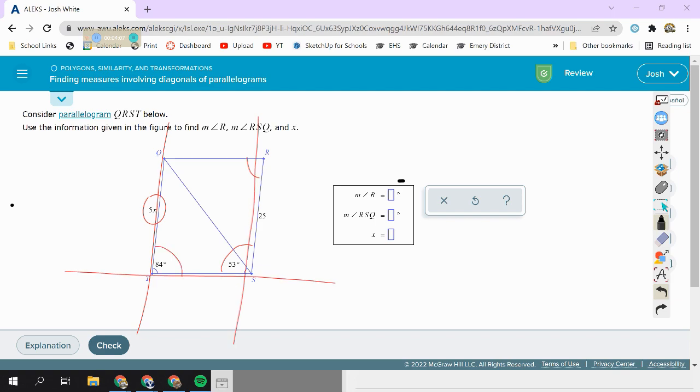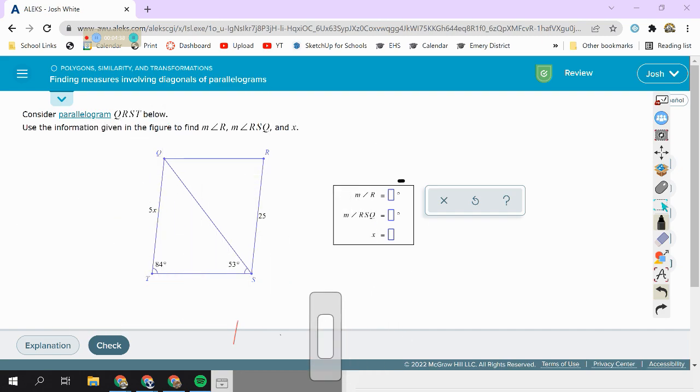So we have two parallel lines cut by a transversal. So this angle and that angle are classified as consecutive interior. Consecutive interior angles are supplementary. So 180 minus 84 is 96. That describes this whole angle. And if I subtract 53 from that, I get 43. So this measure is 43. All right, let's go to the next problem.